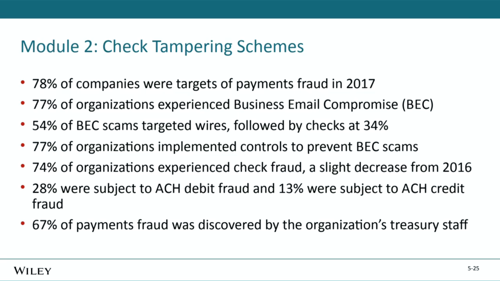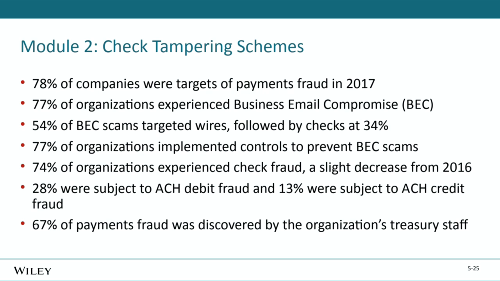And then the money was gone. So it was several million dollars in Canadian money, which is still a lot of money, all through this business email compromise. Okay, so interesting stuff. Got to keep on top of that. 54% of BEC scams targeted wires, followed by checks at 34%. 77% of organizations implemented controls to prevent BEC scams. If nothing else, have education telling people, hey, we could be targeted for scams by scamsters.